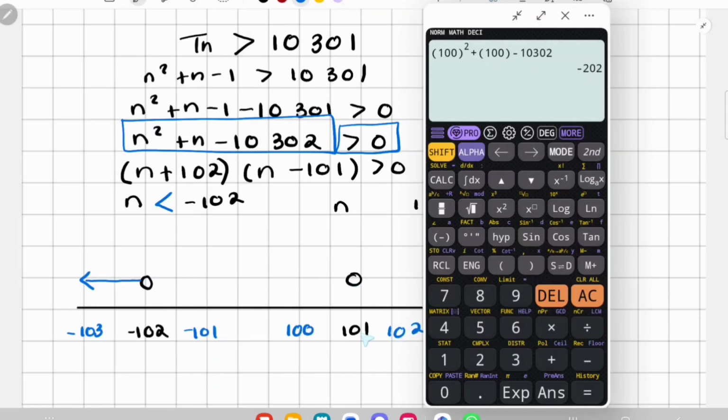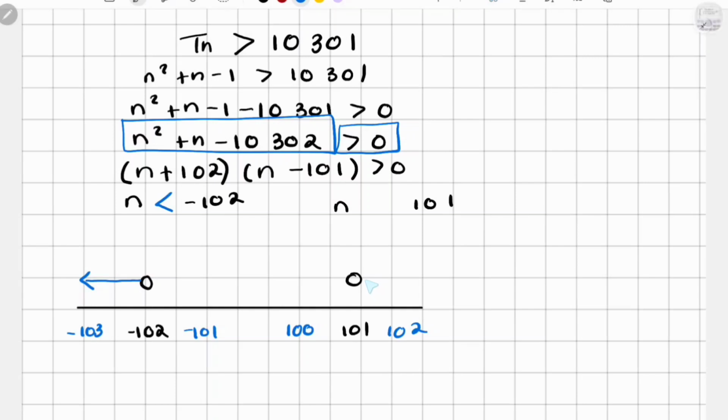So let's try 102 for this critical value of 101. If you change that to 102 instead, this is what we get. We get a positive number, 204, okay? So it's going in this direction. And so these are values that are greater than 101. So you can say n is greater than 101. Again, that arrow really helps you with the inequality.